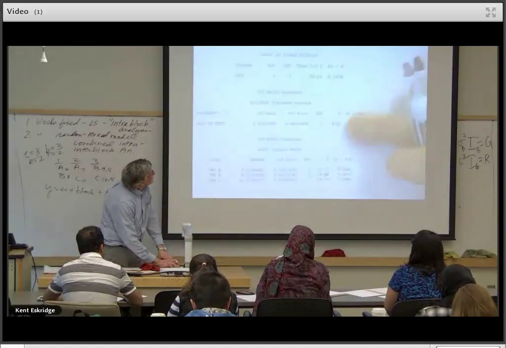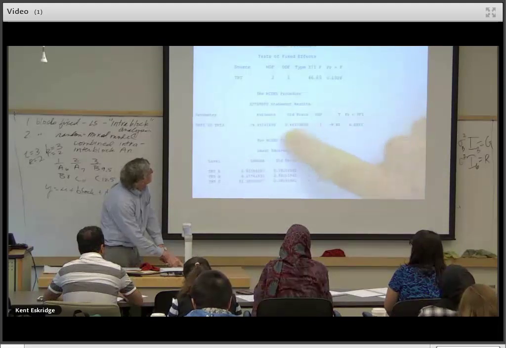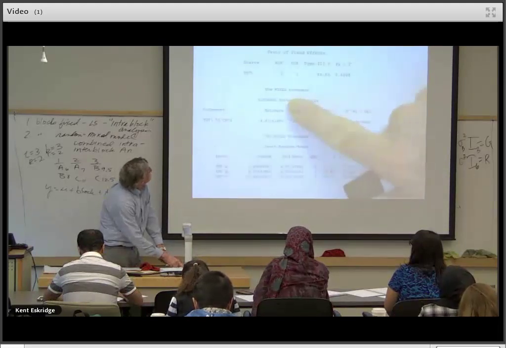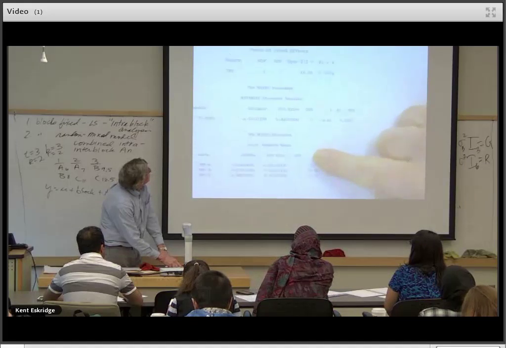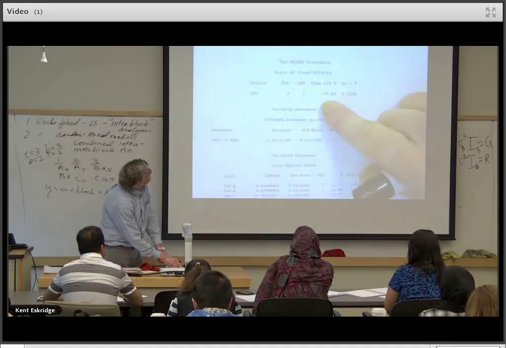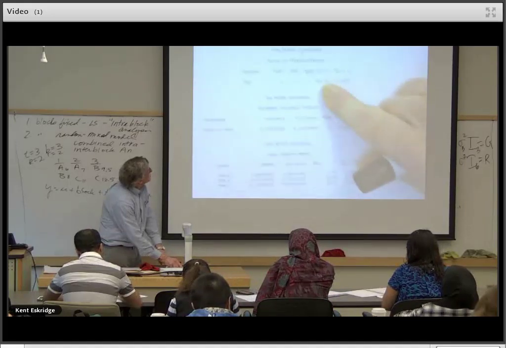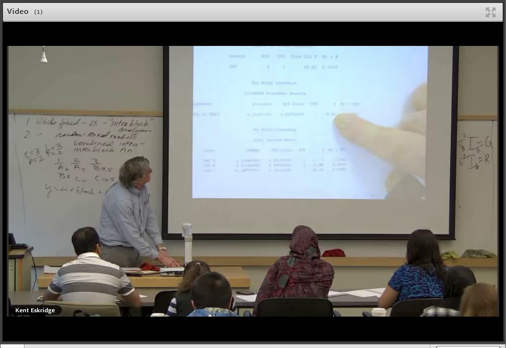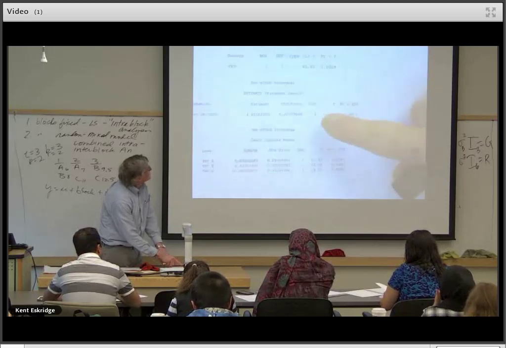So here's the F test. It'll be exactly the same as we had before. Let's see, where is it? Where's the F? There it is. Okay, here's the F test: 46.8 exactly. Here's the differences, the standard error, and here's all the LS means, and the standard errors are exactly the same.